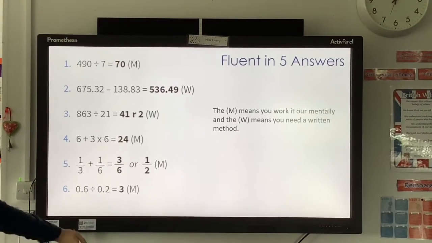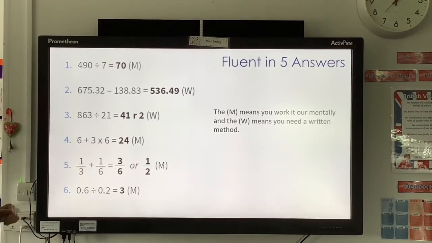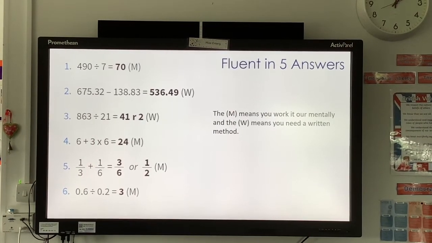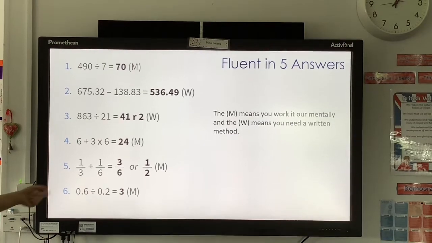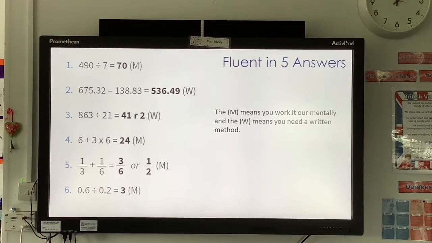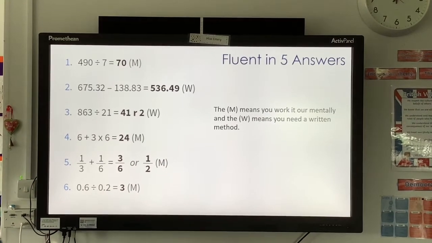6 add 3 times 6 is 24. Obviously you had to do that part first. Then you've got 1/3 add 1/6 is 3/6 or 1/2. Extra point if you simplified it. And then we've got 0.6 divided by 0.2 is 3. Well done if you got those correct.